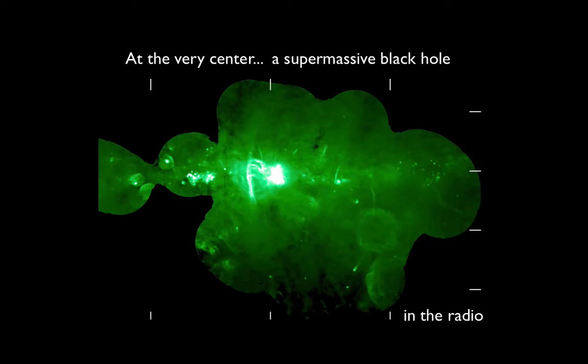If you zoom even further in, and this time we're actually looking in the radio again, we can see the very center of the galaxy. There are all these really energetic processes going on. You see these filaments of very hot gas being excited around the center of the galaxy. These filaments follow sort of magnetic field lines around the very center of the galaxy.